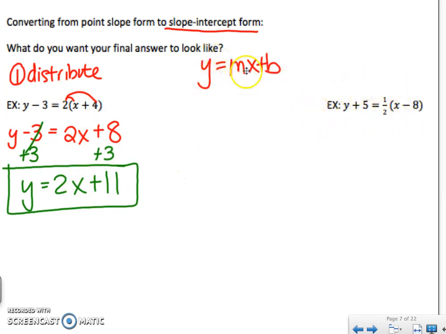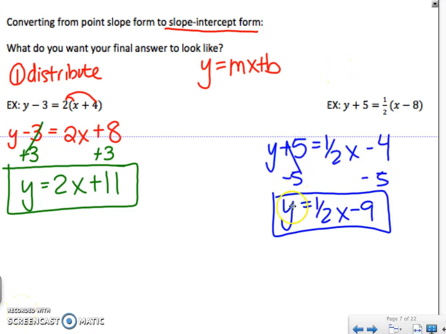Try changing it to y equals mx plus b. Alright, so my final answer was y equals 1/2 x minus 9. So what I did was I distributed, it got 1/2 x, and then distributed, and 1/2 is the same as dividing by 2. So negative 8 divided by 2 was a negative 4. Last thing was to subtract 5 under its like term over here to get negative 9. Okay, so that is how you go from point slope form to slope intercept form.